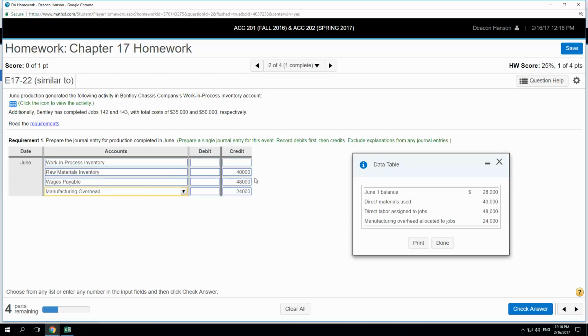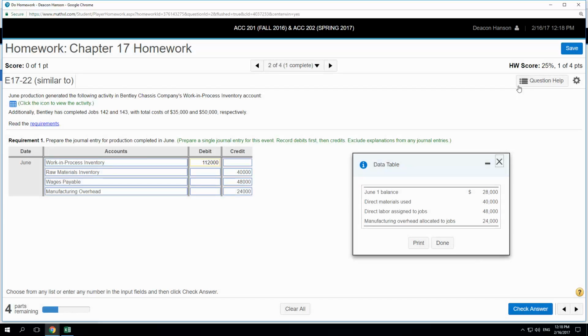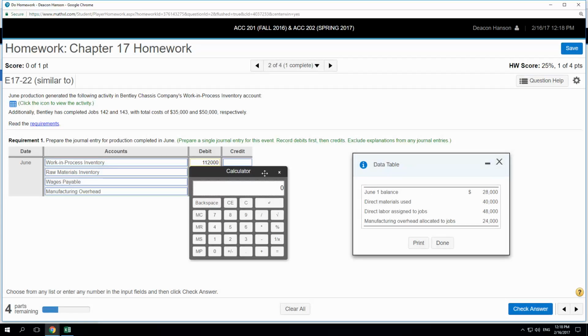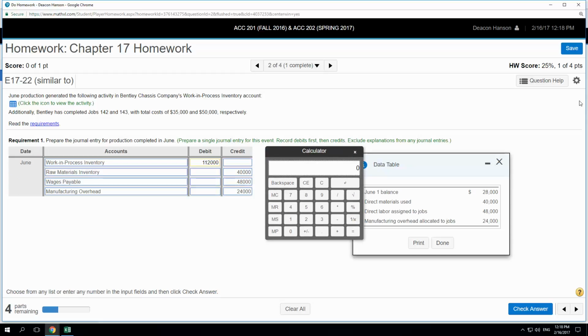Okay, so all of these three costs are going to go to my work in process. So that's 88, 112, if I did the math in my head correctly. Let's chance it. Did it without the, oh, what did I do? Went too fast maybe? Okay, I got 40, 48, 24. 112, okay, let's see what we did.